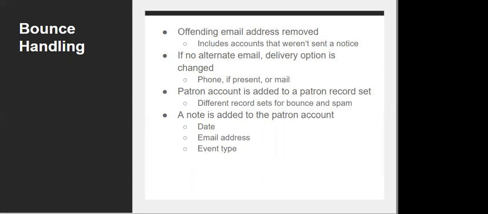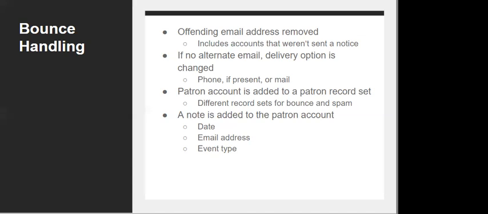In addition to that, the patron is added to a record set, in case the library decides that they want to process them some other way, or just have a record of who may have had problems up to a certain point or whatever. There are different record sets depending on if it's a bounce or a spam, just in case there could be different steps that you would want to take on both of those, so they get broken out into their own record sets.